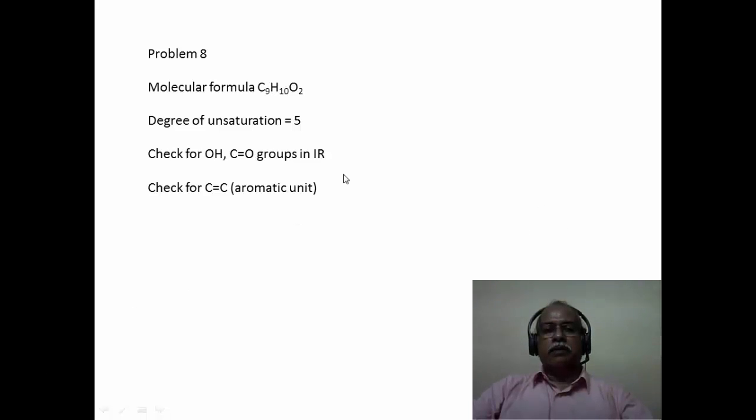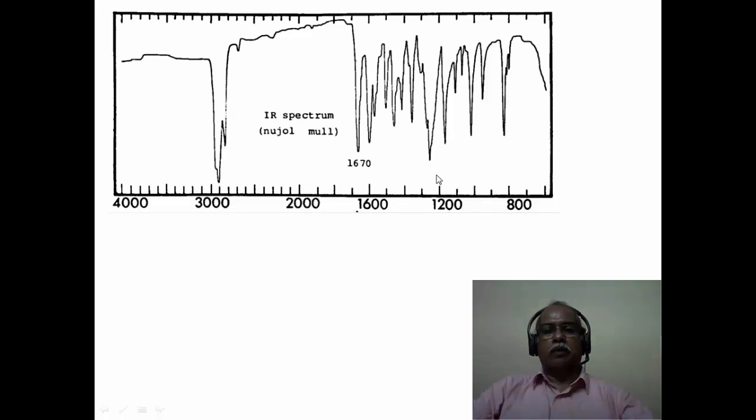The molecular formula is given here as C9H10O2. The degree of unsaturation from this molecular formula is 6. It is possibly an aromatic compound because of a large degree of unsaturation that is present here. Because of the presence of oxygen, let us once again check the presence or absence of the OH and the carbonyl functional group in the infrared spectrum of this particular compound.